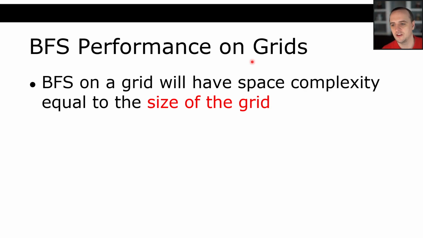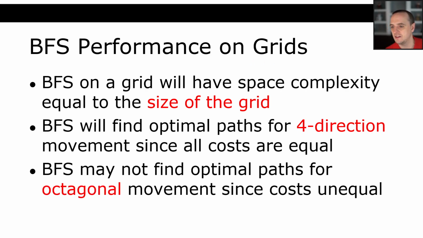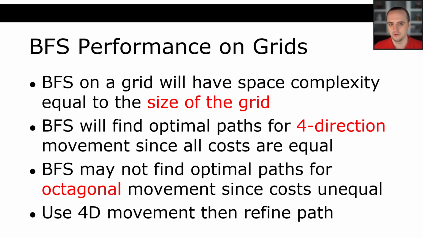So BFS will have a space complexity and time complexity equal to the size of the grid. BFS will find optimal paths for 4 directional movements because all action costs are equal. But BFS may not find optimal paths for octagonal movements because the path costs, which are essentially the distances traveled, are not equal for cardinal movements and octagonal movements, okay? And so what we can do for BFS is we can use 4 directional movement because we're guaranteed to find an optimal path within 4 directional movement, and then we can refine that path later to be a little bit smoother.